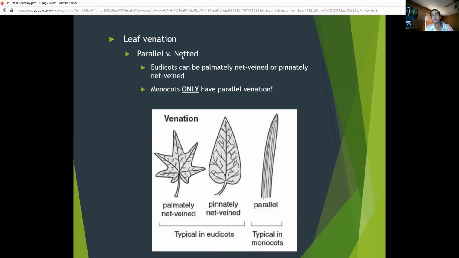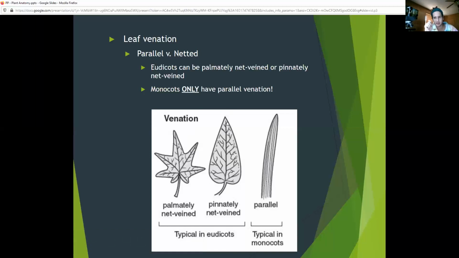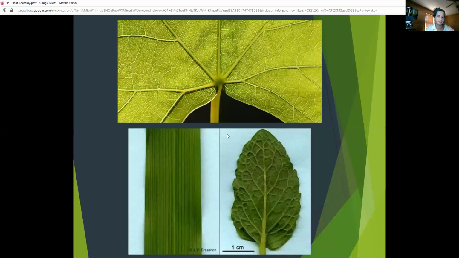If you have net-like venation, where it has a main vein with smaller veins branching off of it, then it is either palmately or pinnately net-veined. So palmate, like your hand, so think of a maple leaf, or pinnate, where it's long, so pinnate like a right old-timey ink pen, because it's like a feather, meaning long and skinny, having all of these little branches off of the main stem, just like a feather, right?